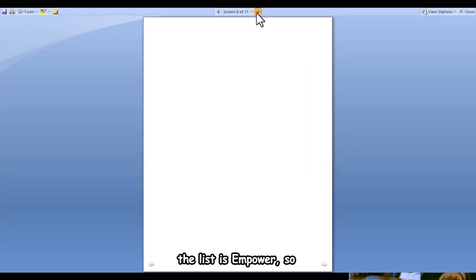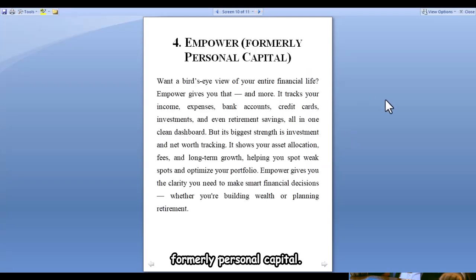Number 4 on the list is Empower, formerly Personal Capital. Want a bird's eye view of your entire financial life? Empower gives you that and more. It tracks your income, expenses, bank accounts, credit cards, investments, and even retirement savings all in one clean dashboard. But its biggest strength is investment and net worth tracking. It shows your asset allocation, fees, and long-term growth, helping you spot weak spots and optimize your portfolio.